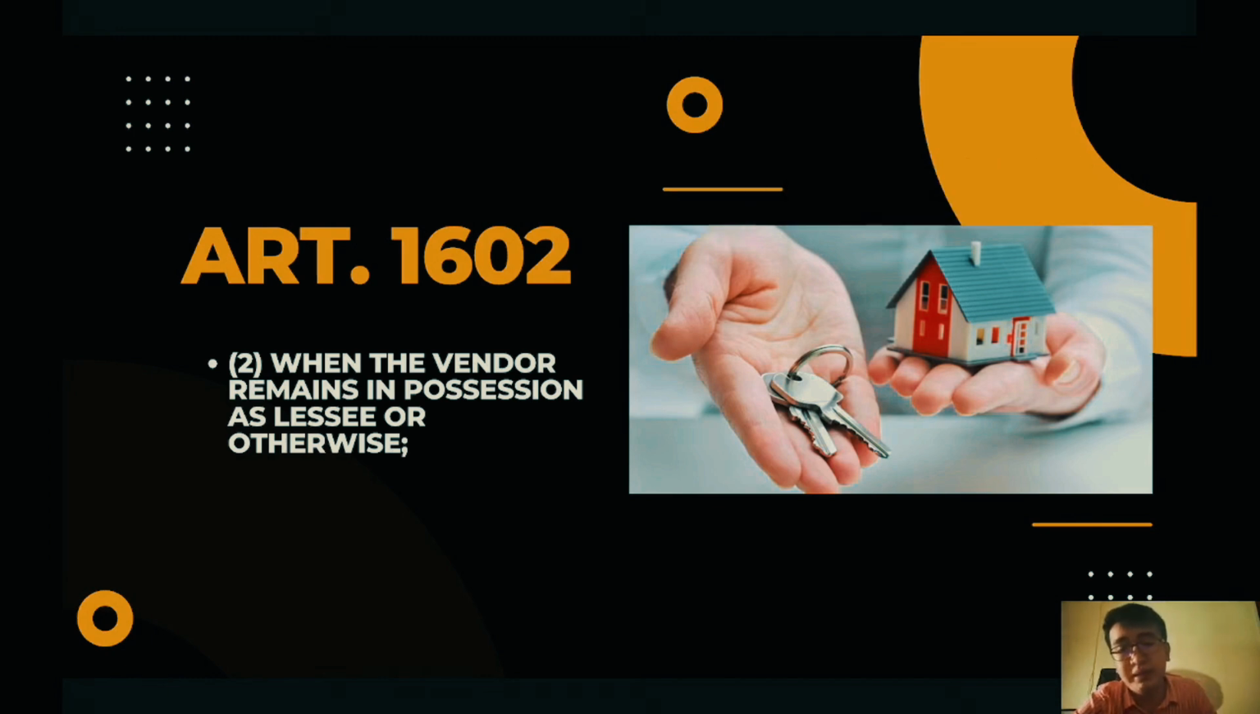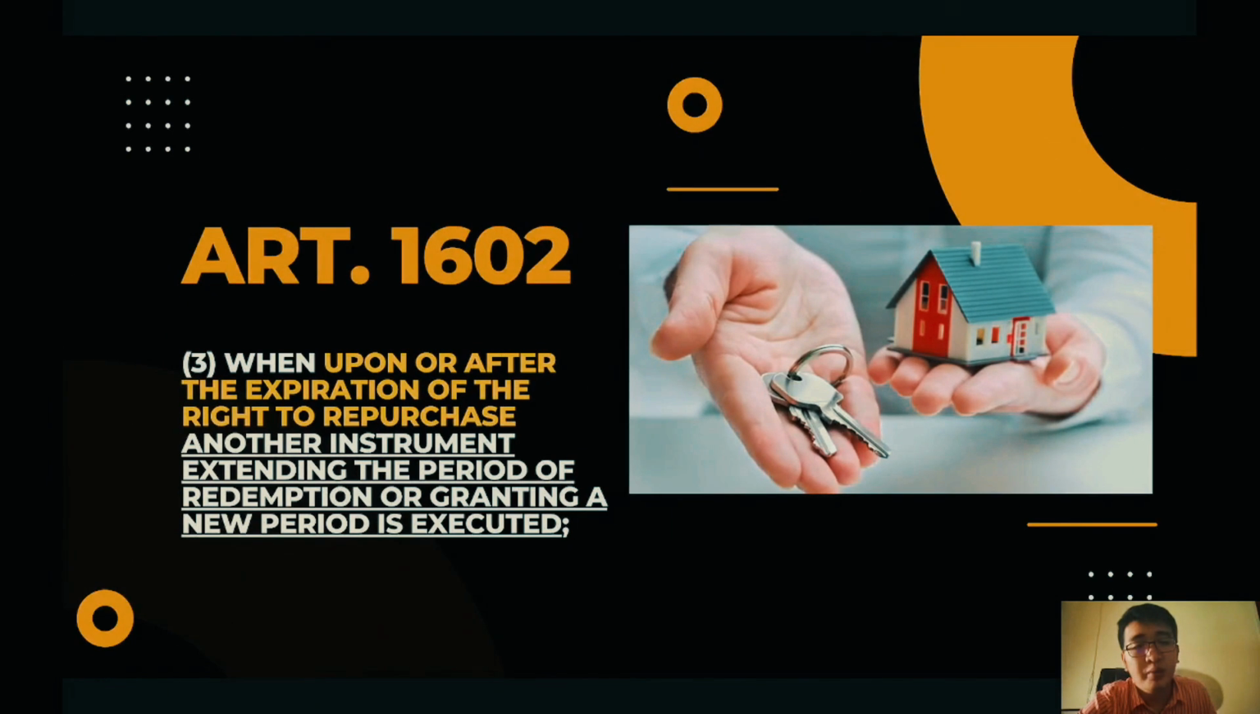Okay? Number 3, when upon or after the expiration of the right to repurchase, another instrument extending the period of redemption or granting a new period is executed. Why? Because parang hindi naman siya sale talaga eh. Why? Because, let's say for example, the original period of the right to repurchase is 6 months. Si seller, pwede niyang bilhin ulit yun within 6 months. Okay? Nag-lapse yung 6 months, hindi pa nabibili ni seller.